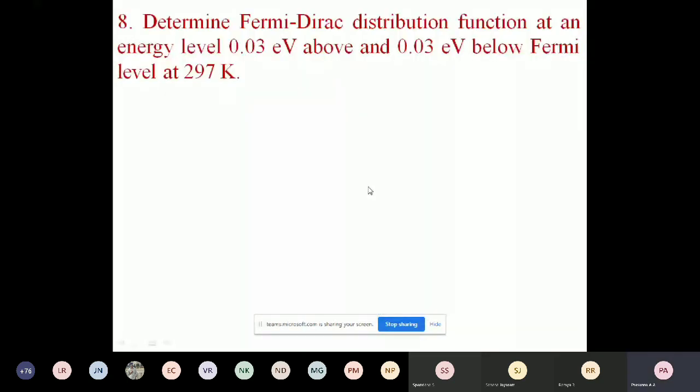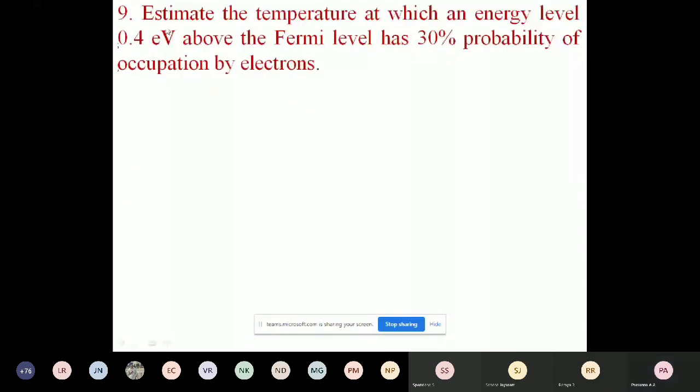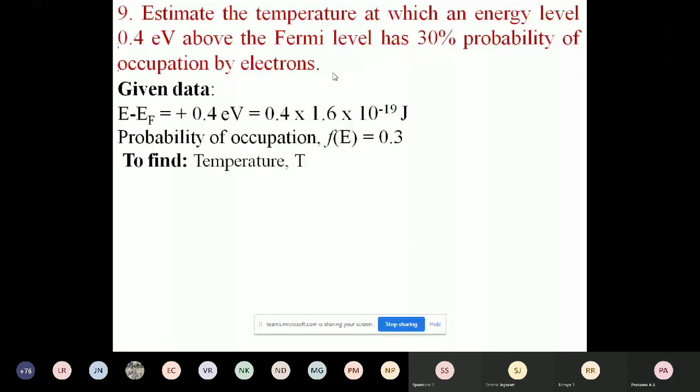I think I solved this problem number 8. Yeah, 8 is finished. Let me go to problem number 9. Estimate the temperature at which an energy level 0.4 electron volt above the Fermi level has 30% probability of occupation by electrons. That means E minus EF is given. The difference is given, 0.4.